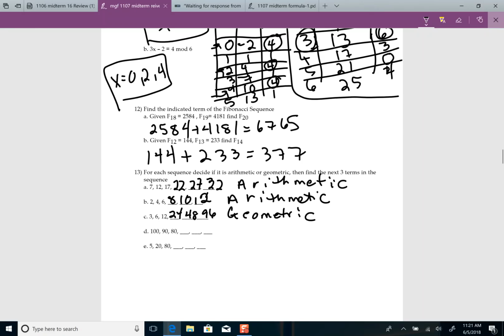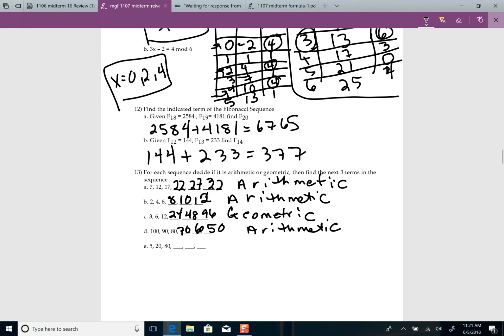D, I have 100, I have 90, I have 80. So the numbers are getting smaller, but they're getting smaller by 10, so this is arithmetic. I'm adding negative 10, so this should be 70, 60, 50.